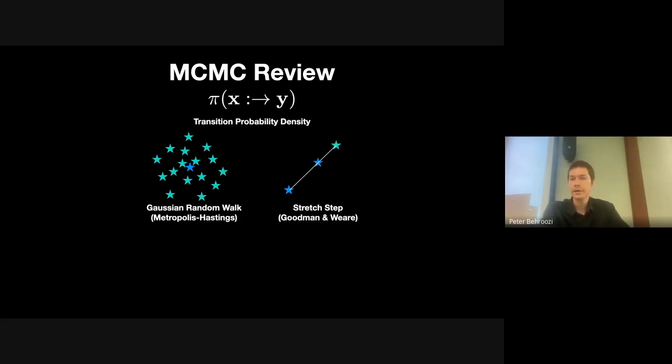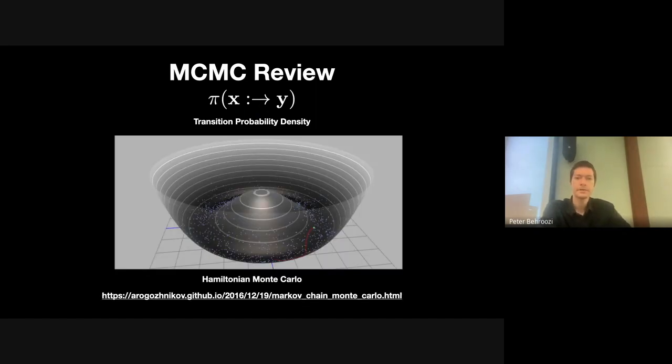Another common one in astronomy is the stretch step. So you pick 2 points from your distribution and you sort of scooch along the vector connecting those to have a new trial point over here. And this works for distributions that have funny shapes, like Rosenbrock distributions. And there are also more advanced ones, like Hamiltonian Monte Carlo methods.